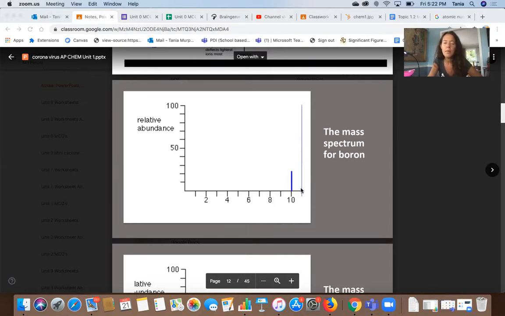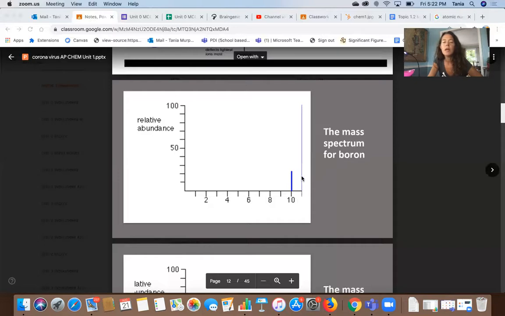I'll tell you why. Because the average atomic mass for boron is 10.81, I believe. So if we were to take this and include its abundance, and take this and include its abundance, we see that the average would come right around here, which is about 10.81.